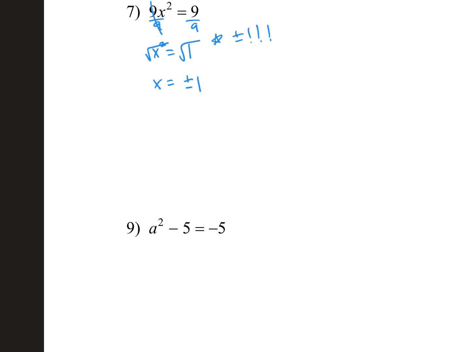All right, let's do number 9. What should I do first? Add 5. So a squared is equal to 0. Then what should I do? Take the square root. So what's a equal to? It would be plus or minus if it was any other number besides 0, but it's just 0 because positive 0 and negative 0 don't matter. 0 is just 0. So you don't need the plus or minus here. So 0 is the only number that you don't need the plus or minus for.